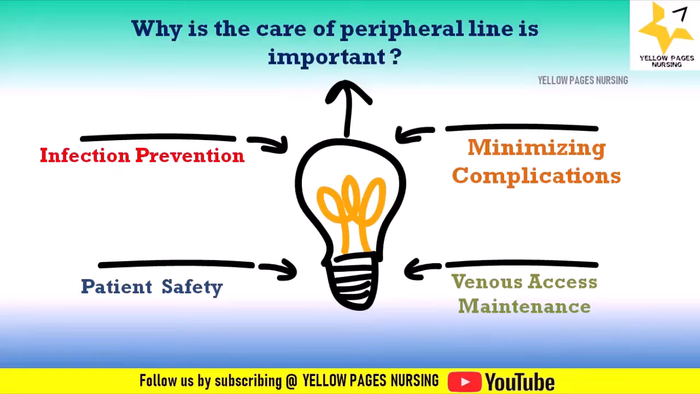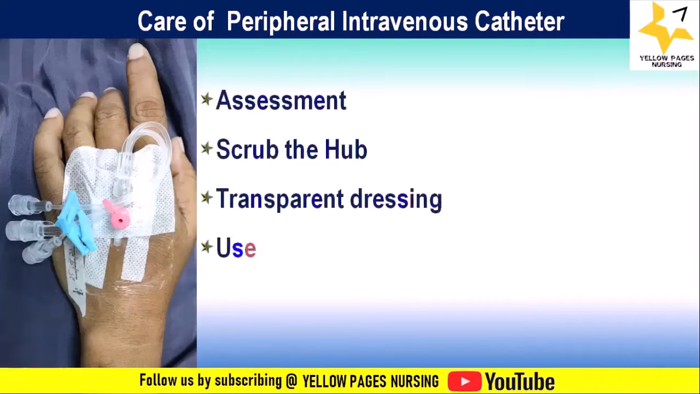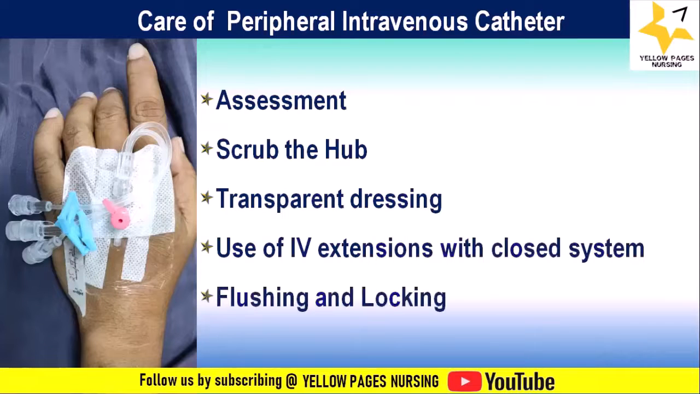Next, we will be discussing the care aspects of peripheral IV line under 5 headings, and not the procedure. The following headings are assessment, scrub the hub, transparent dressing, use of extensions with closed system, flushing, and locking. Let's discuss this one by one.